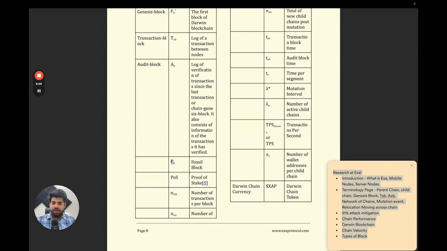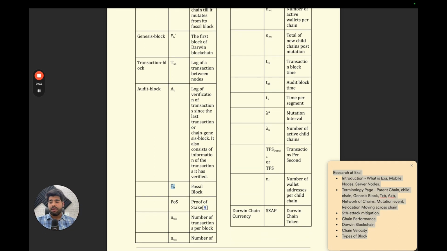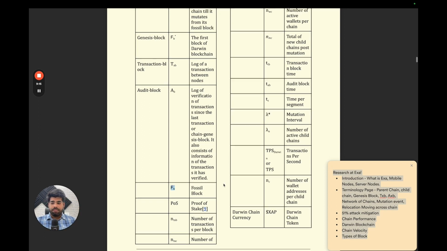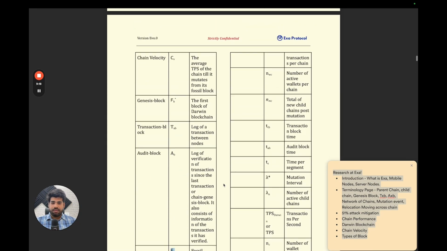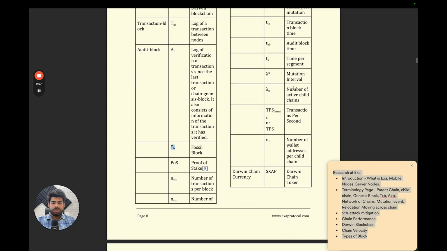We have the fossil block. A fossil block is a special Genesis block. The Genesis block of any child chain that has come up from the parent chain has, as its first block, what is called a fossil block, and it contains the log of the previous parent chain: what all wallets were there, basically the summary of the previous chain. We are using proof of stake consensus, and I guess that's all. We'll discuss all these terms, like the NWC and how many wallets can be allowed per chain in future. That will make more sense when we start discussing the later chapters.